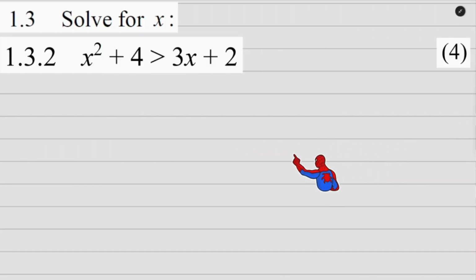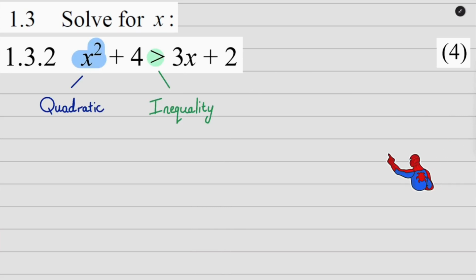In question 1.3.2, we have the quadratic inequality. Quadratic, because the highest power of x is x squared, and this symbol here is called an inequality. Not a crocodile mouth, an inequality.